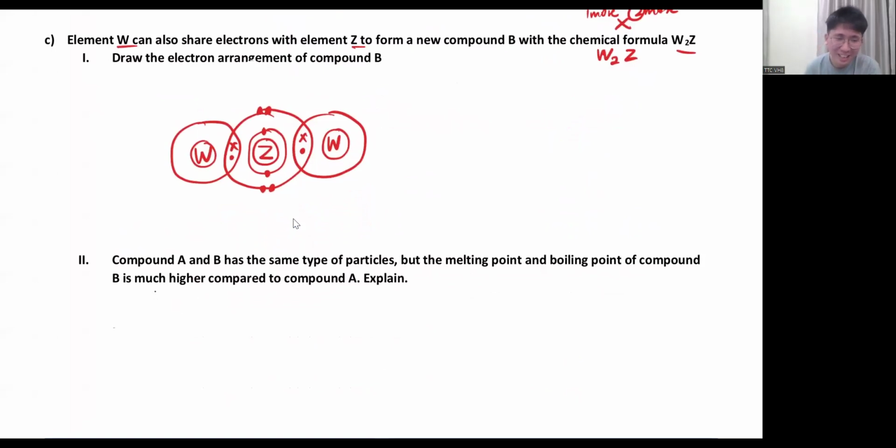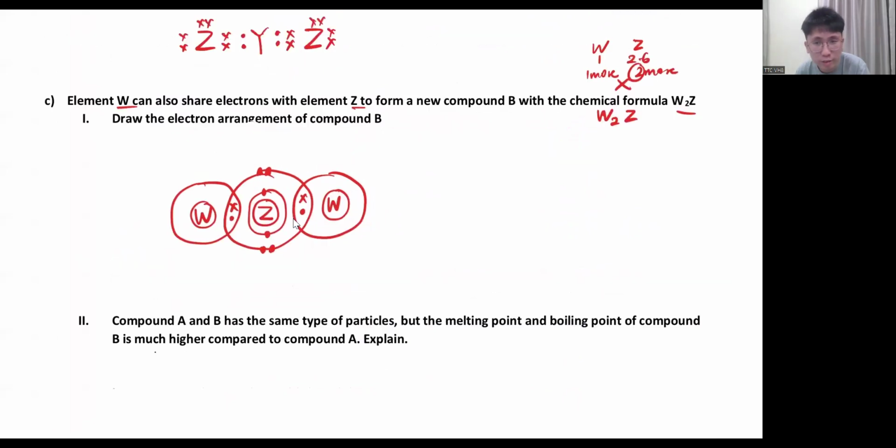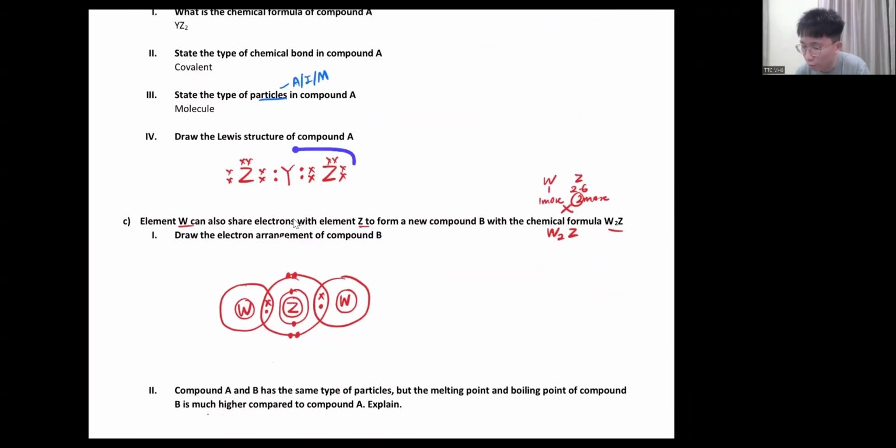This question is covalent. Compound A and B have the same type of particle, but the melting point and boiling point of B is much higher compared to compound A. Okay, why say so, guys? Do you see? A is covalent, B is also covalent, but why does B have a higher melting point and boiling point? So, guys, as you talk about covalent, covalent compounds usually have low melting and boiling points because they got what? They got weak van der Waals, right?